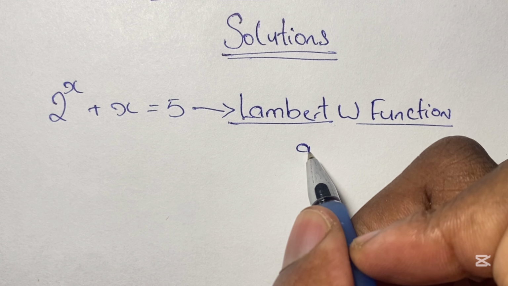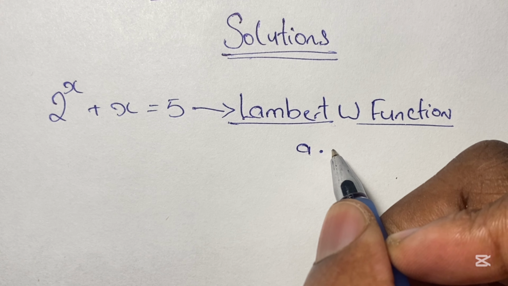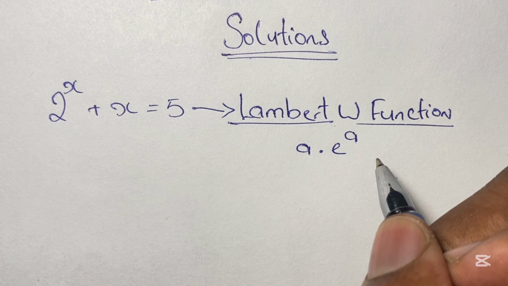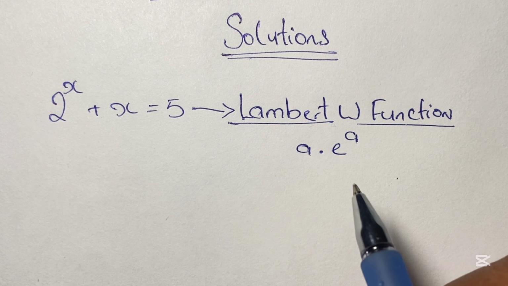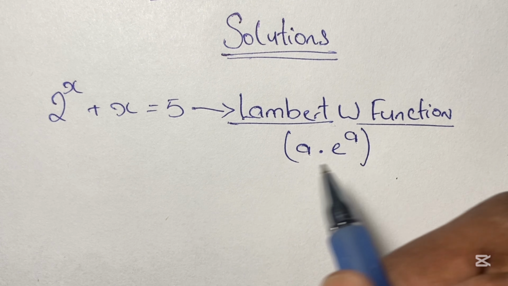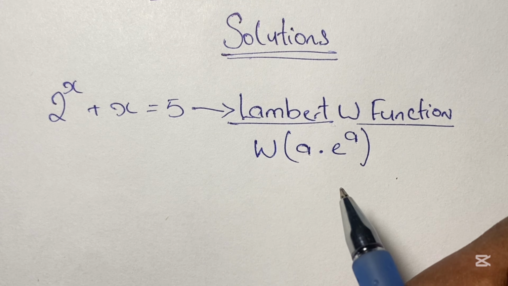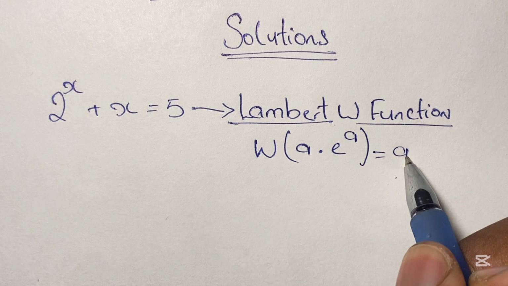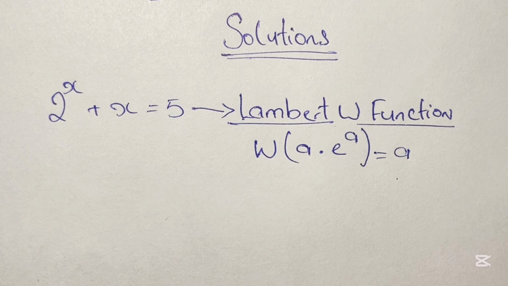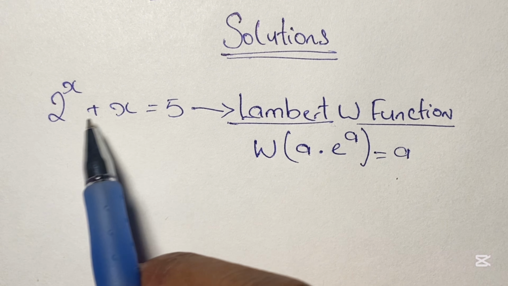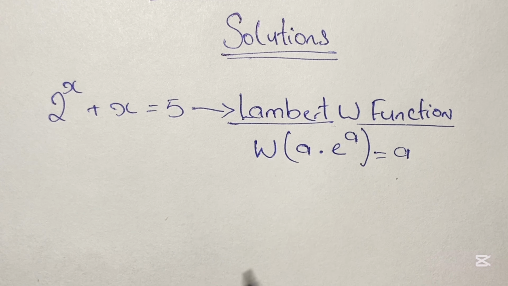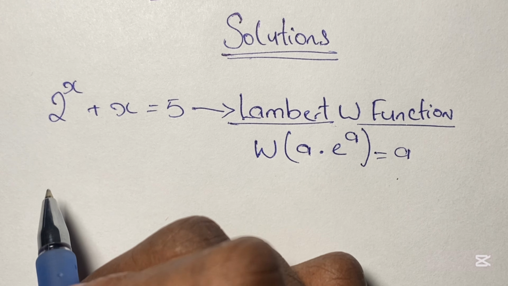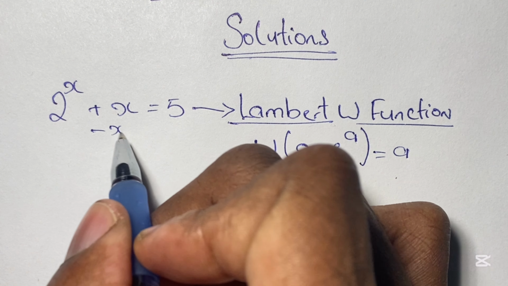How this works is that if we have an expression such as a times e to the power of a, if we were to take this expression and apply what we call a W function to it, so we put it in brackets and apply a W function, the result is a. So what this means is that if we can write our equation in the form of a times e to the power of a, then we can apply this W function to this equation.